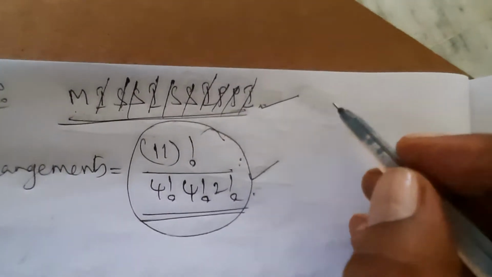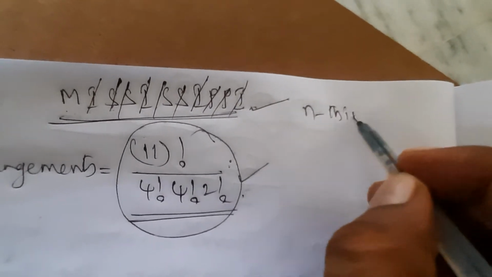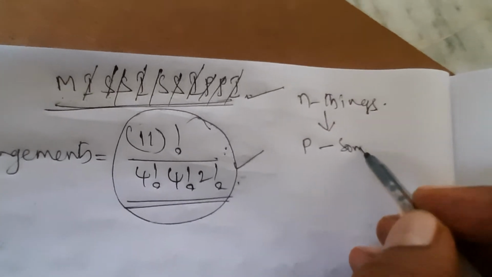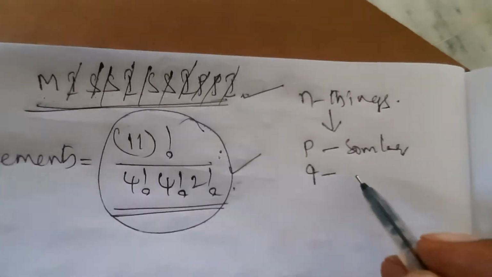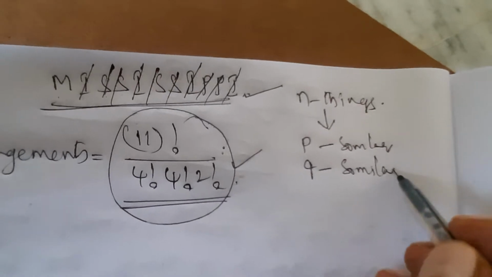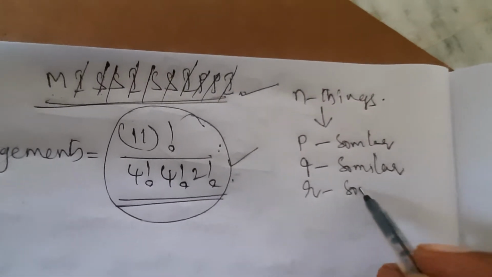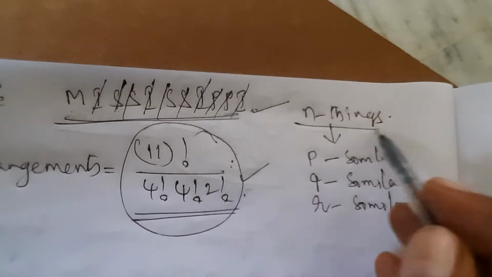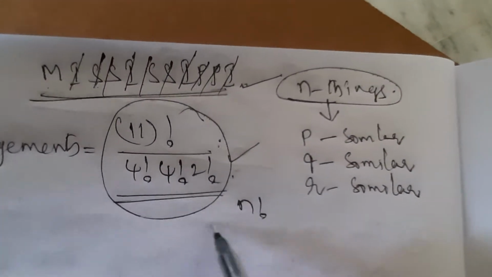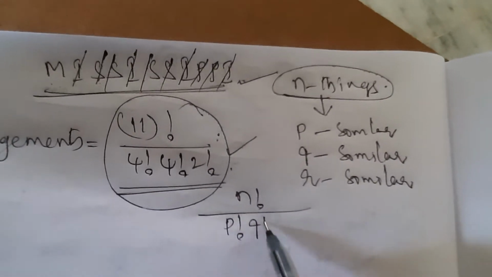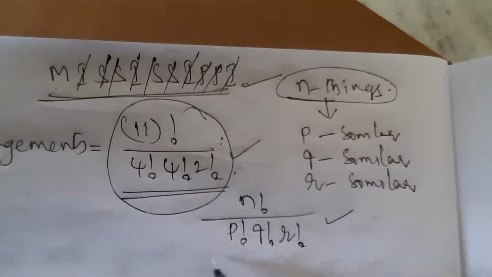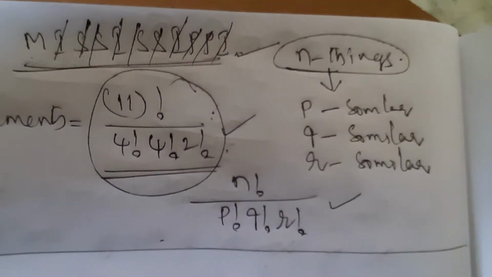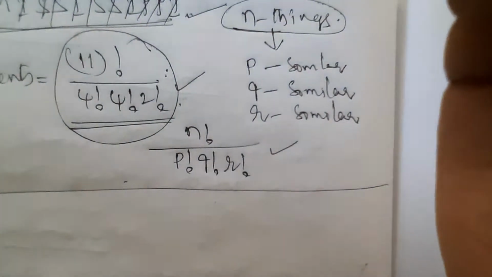So whenever you are arranging n things, out of these n things, if p things are similar of one kind, q things are similar of a second kind, r things are similar of another kind, and the rest are different, then how many ways can you arrange these n things? n factorial divided by p factorial, q factorial, r factorial, like this. Okay, next we will discuss one more example in detail regarding this.